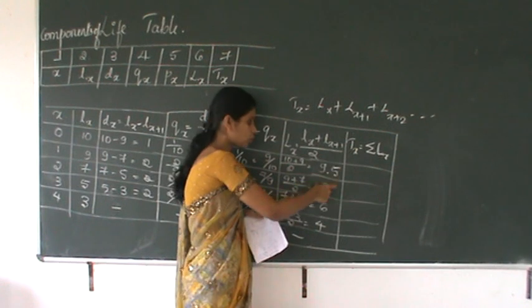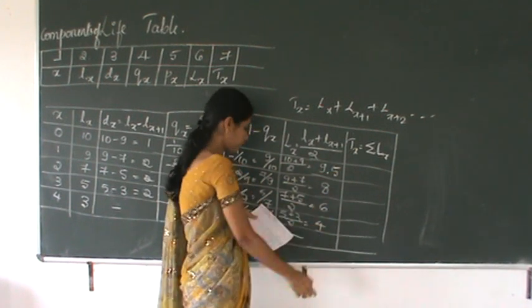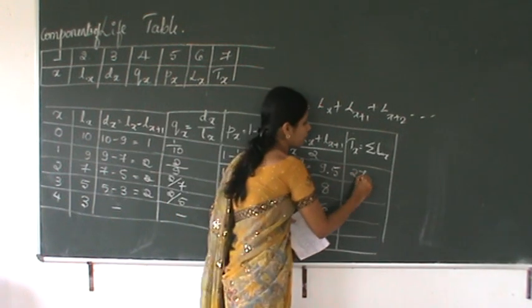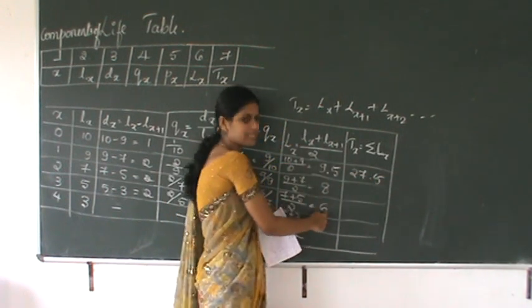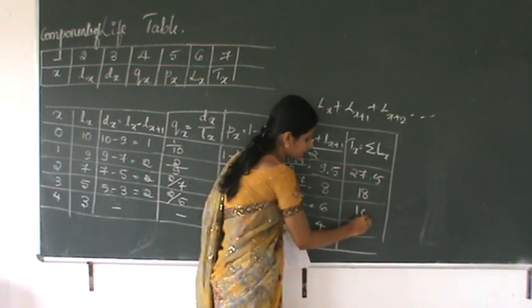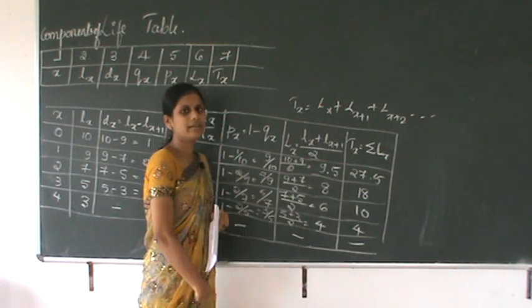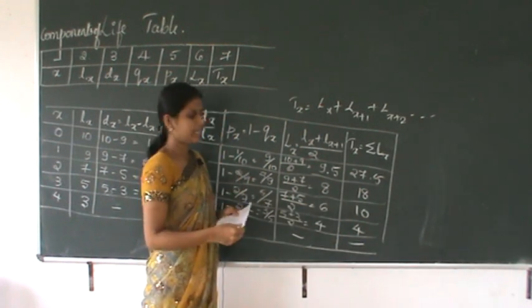So Tx we will calculate. First you have to make the total of Lx. 9.5 plus 8 plus 6 plus 4 comes to 27.5. 8 plus 6 plus 4 is 18. 6 plus 4 is 10. Lastly 4. This is Tx, the total number of persons living after attaining the age x.